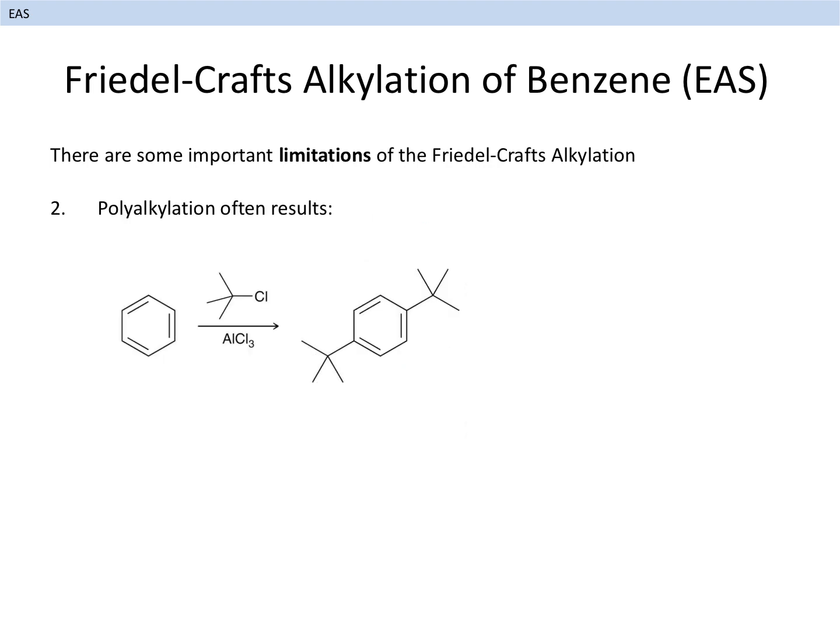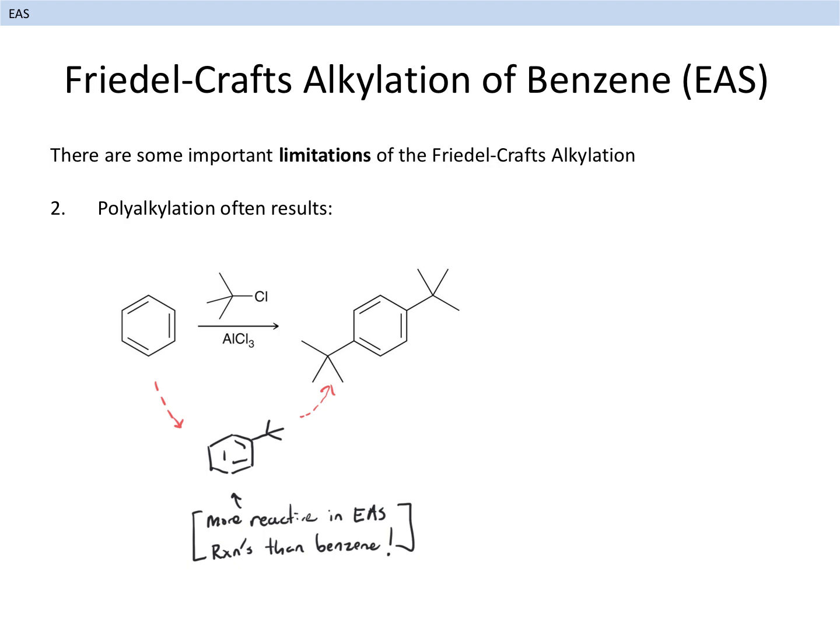Another important limitation of the Friedel-Crafts alkylation reaction is the tendency for polyalkylation to occur. Polyalkylation often results when the initial alkylation product is more reactive than the starting benzene molecule. Once an alkyl group is added to the benzene ring, the newly formed alkylbenzene can undergo further alkylation. This increased reactivity is due to the electron-donating nature of the alkyl group, which makes the aromatic ring more nucleophilic, and thus more susceptible to additional electrophilic attack.